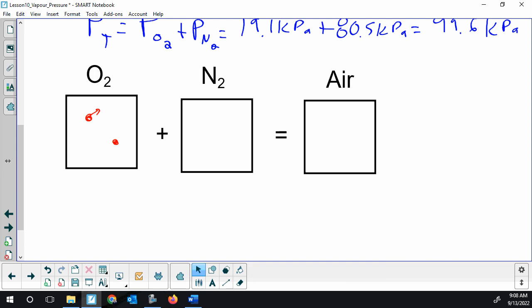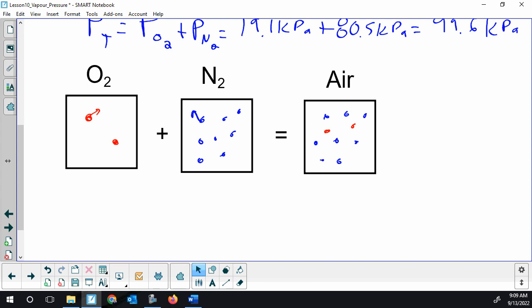And they're going to be pretty independent from our nitrogen, which is going to be about 8 of 10. So that's 8, and they're all bouncing around. They're going to hit the side of the container. The blue dots are going to create a pressure of about 80. And when you put them together, we have 2 red dots, 8 blue dots, and Dalton's law says you just add the pressures from both.